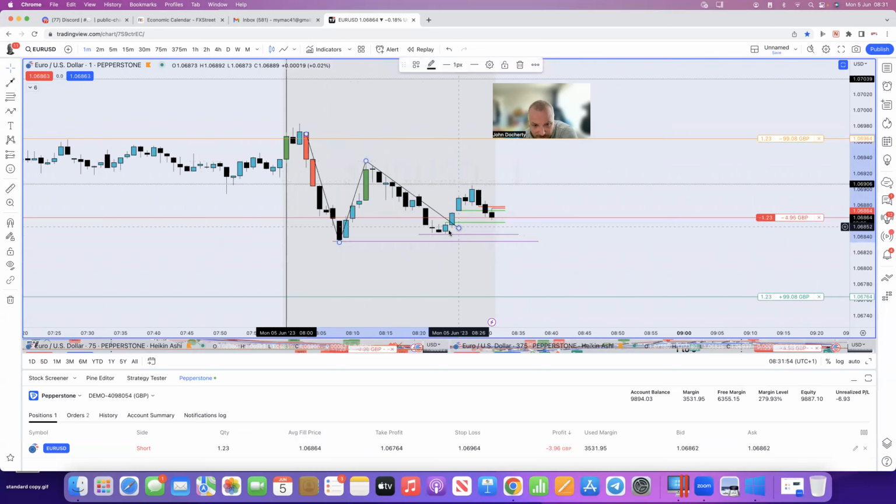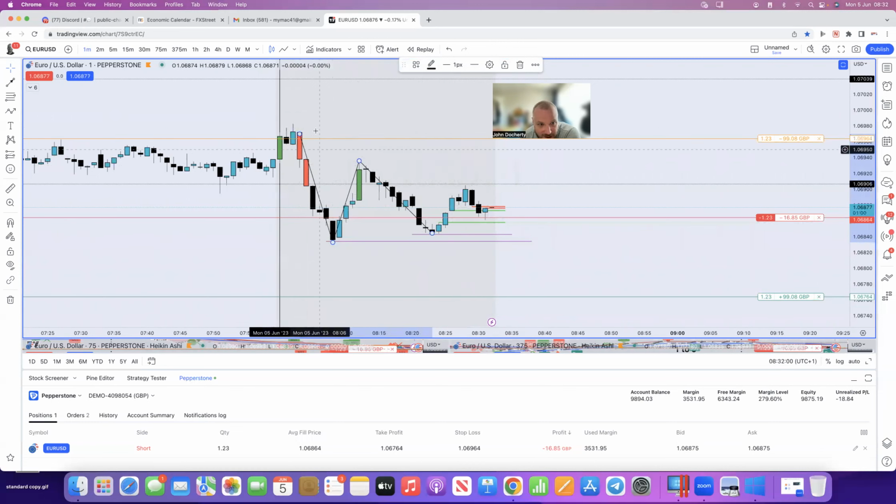Let's move this on here, and we'll see, obviously, the continuation down. Structure-wise, this here, A, B, C. See these? Bang, bang, bang. So it's a high, lower low, lower high. It hasn't quite broken the lower low.